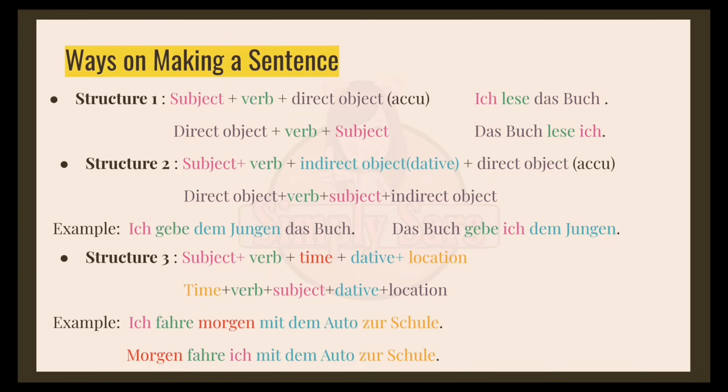So, ibig sabihin, time, okay? For example, dito diyan sa subject, verb, time is, of course, time like morgen, gestern, ganyan, tomorrow. Dative is the manner, is how someone does the verb. Okay, for example, mit dem Auto fahre, mit dem Auto. A manner is the driving with auto. Okay, so location is the end or the place or the position. Okay, pwede mo siyang baliktarin: time, verb, subject, dative or the manner, and location.